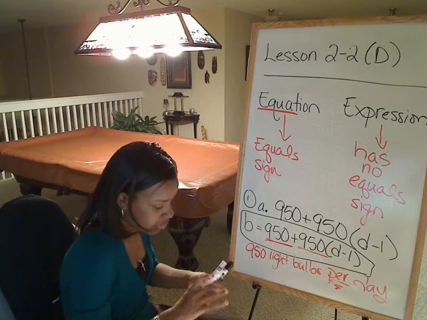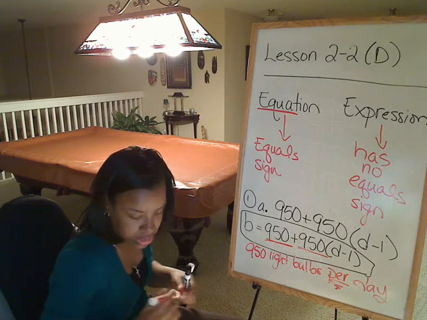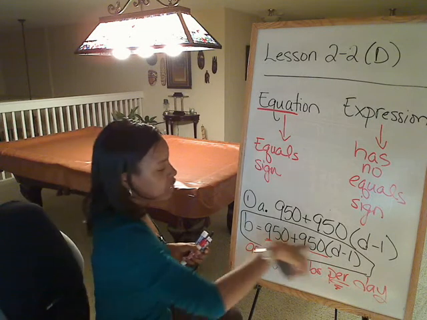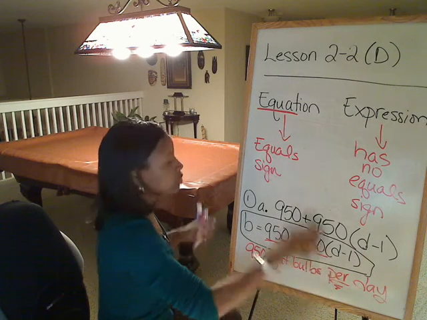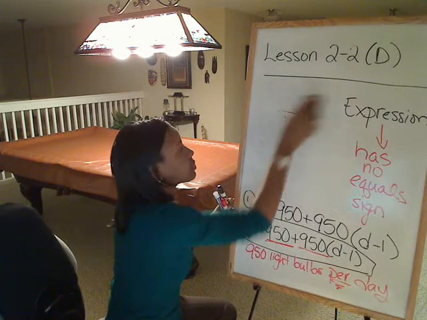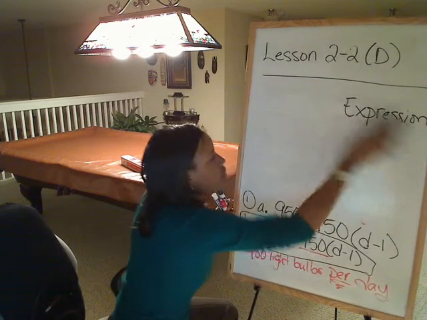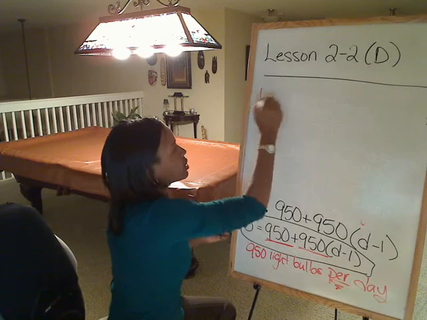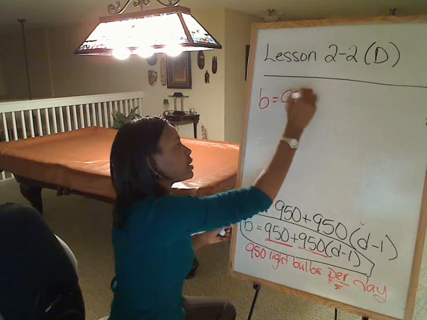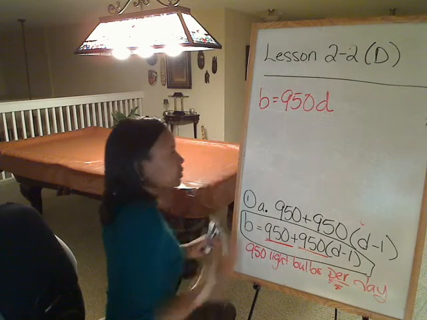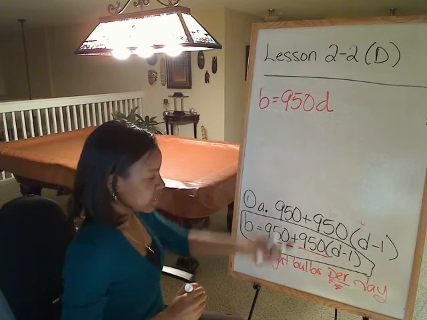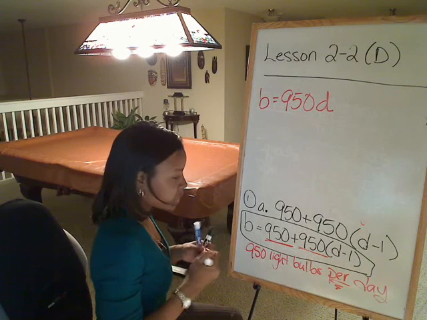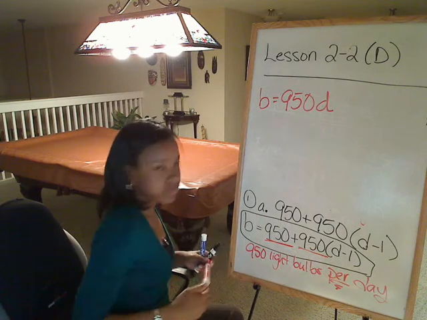You can save yourself some writing and some work when you see this word per, because instead of writing all this out, this is still correct. You could just write that the bulbs are 950 per day. That's the same thing as this. Same exact thing. Either one is correct. If you don't catch it, that's fine.